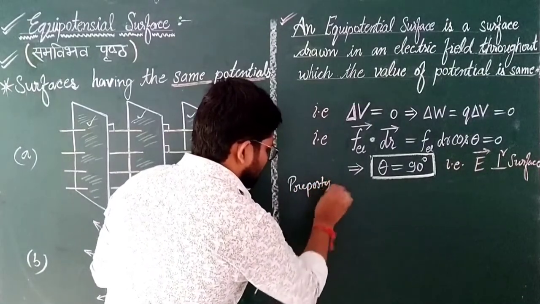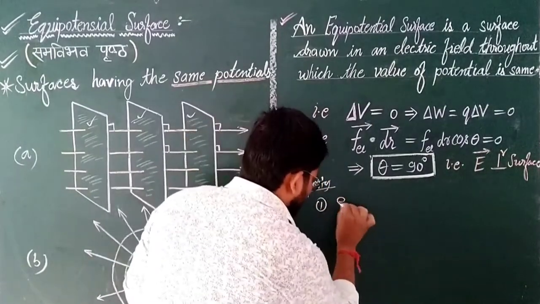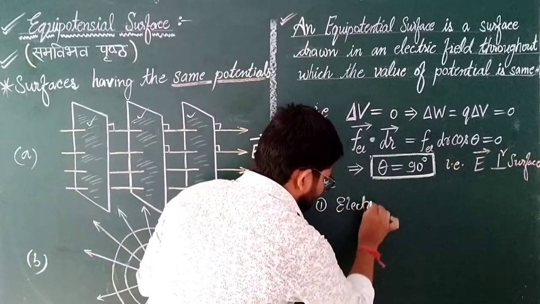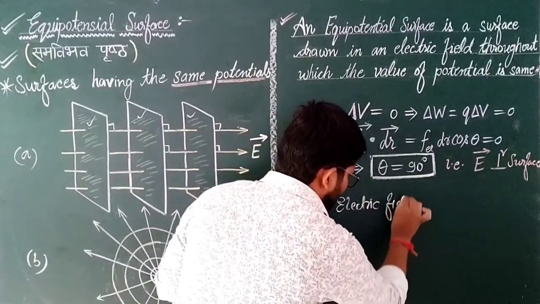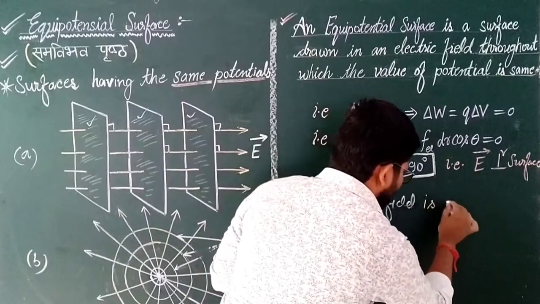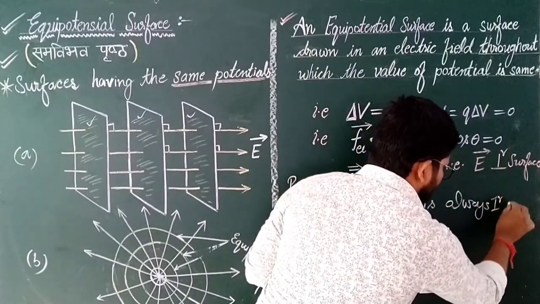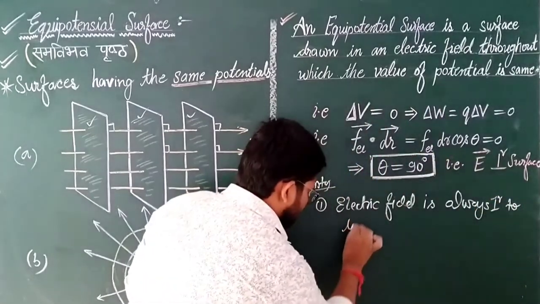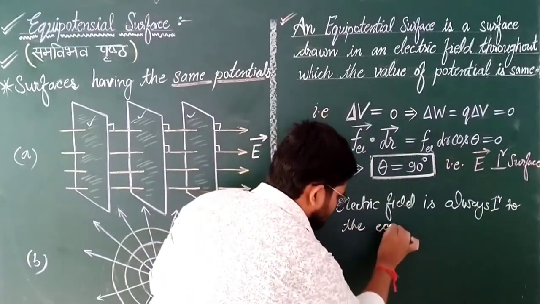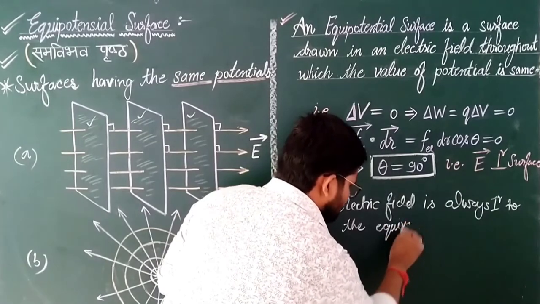Property number 1. Electric field is always perpendicular to the equipotential surface.